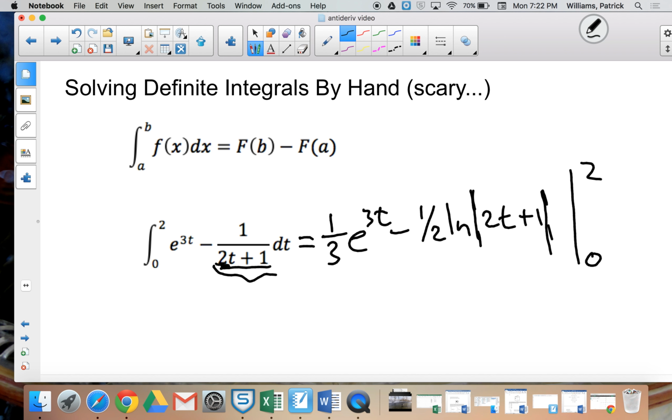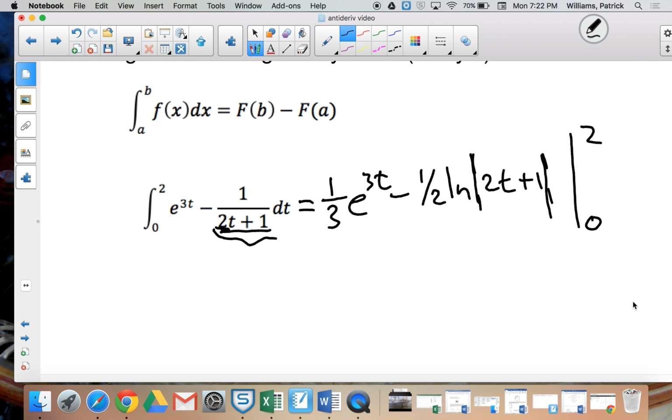So if you weren't able to get right here, pause the video, see what problem you were having evaluating the antiderivative and try it again. If you were able to get to this point, keep going and try to actually find what number we get when we attempt to solve this.